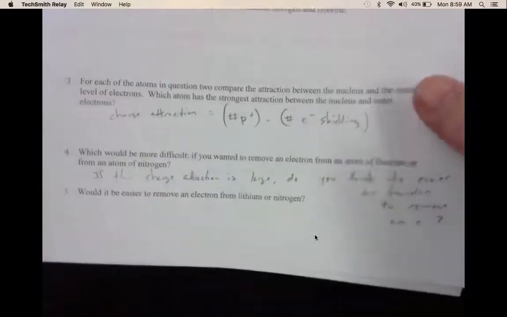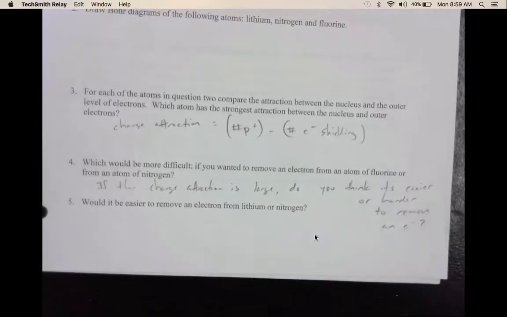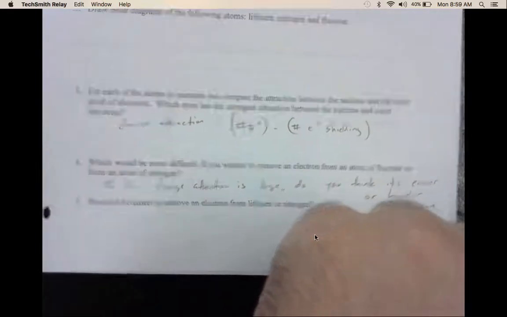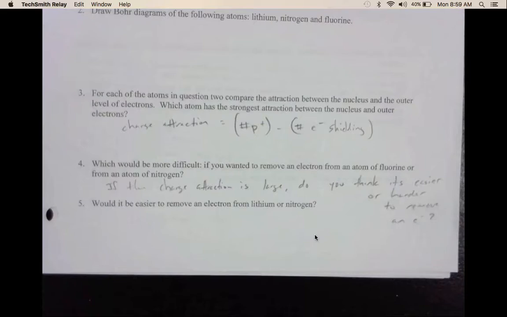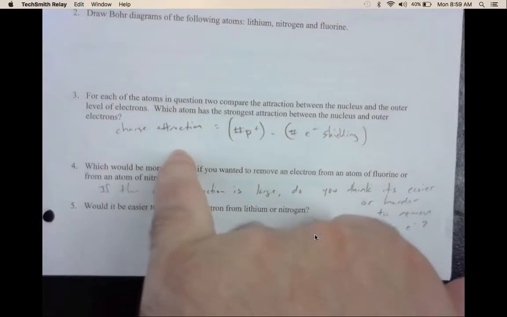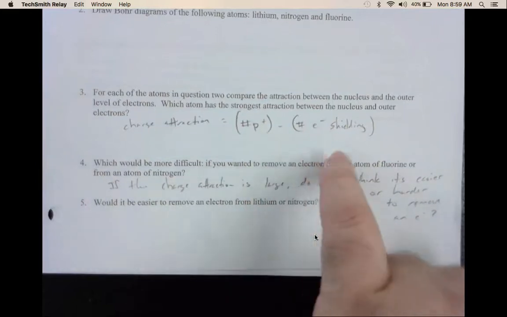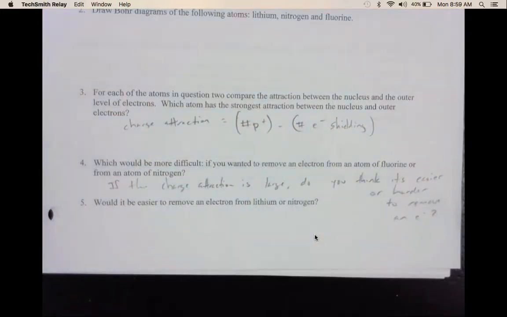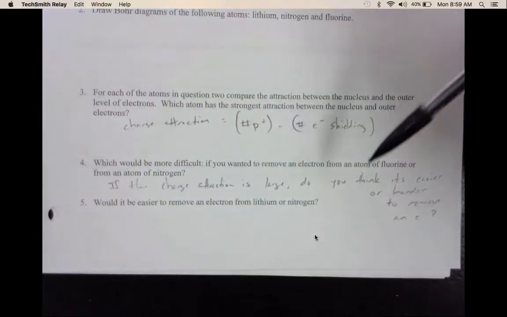So when we come to question 3, we're comparing the attraction between the nucleus and the outer electrons. So we can calculate charge attraction, same as we did last time. Charge attraction equals the number of protons minus the number of electrons shielding. That's question 3.